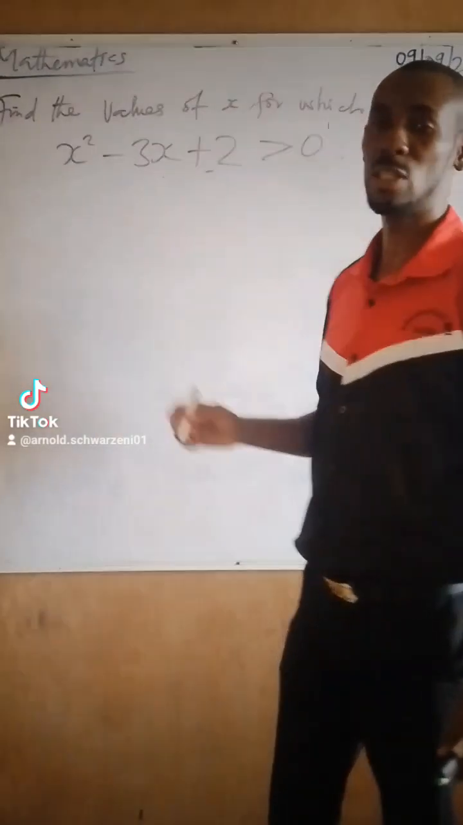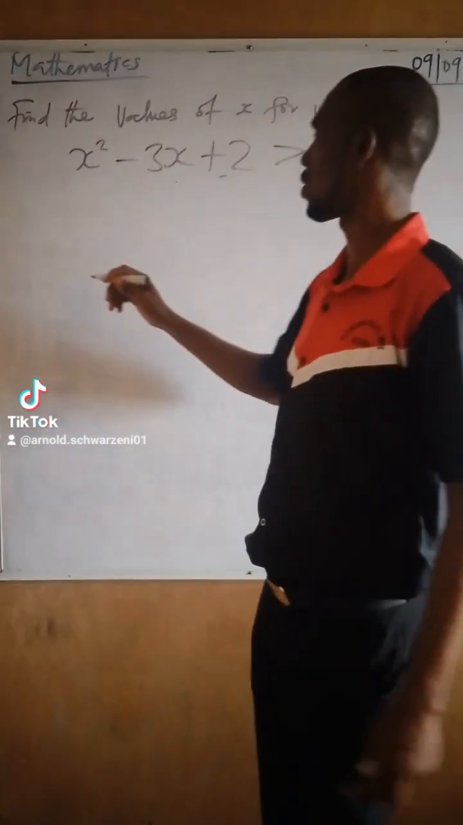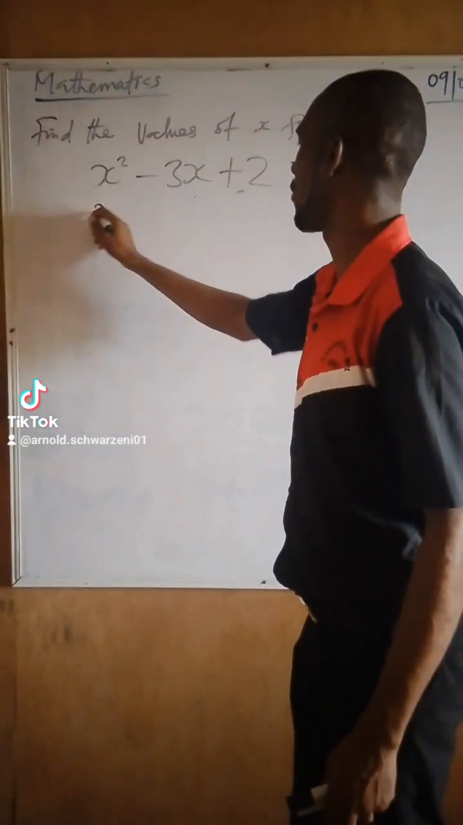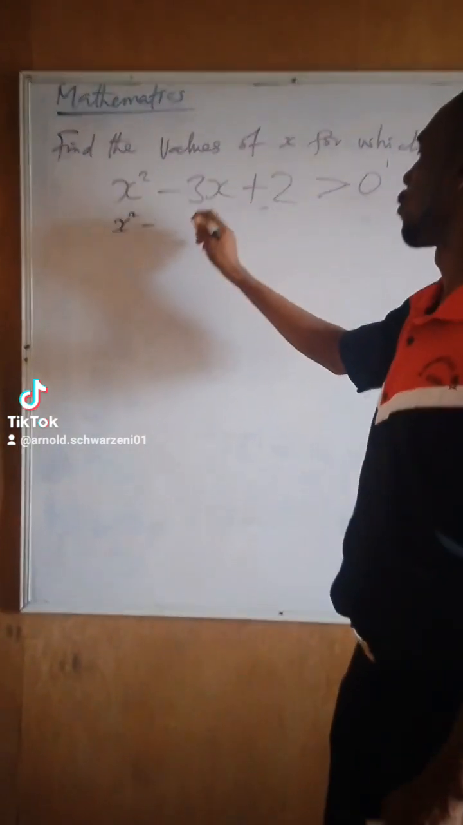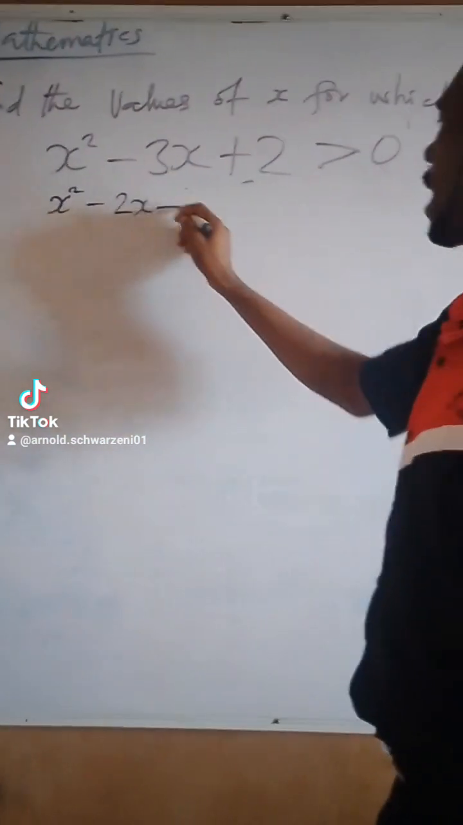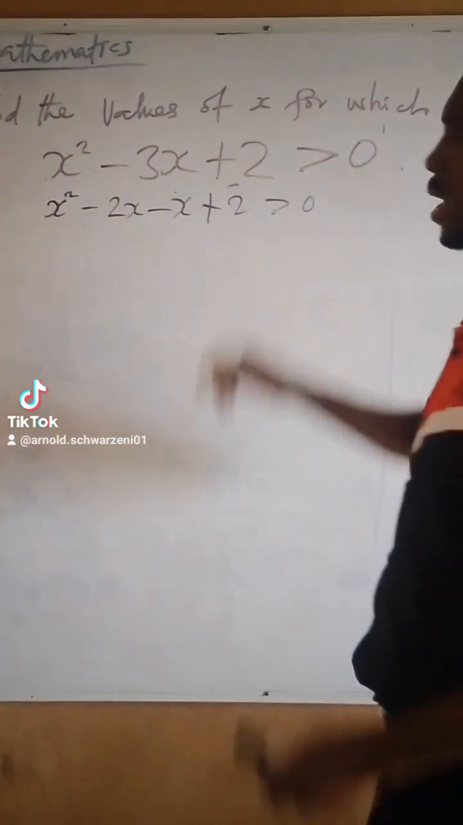So what we do is we replace this sum with what? The two factors of what? 2 that give us what? The solution. So now we have s squared minus, instead of having minus 3s here, I'm going to have minus 2x minus s plus 2 greater than 0.